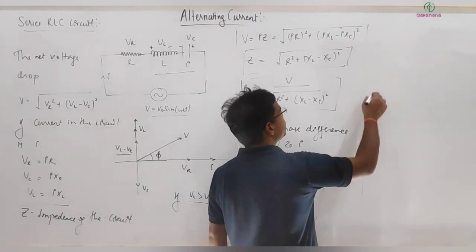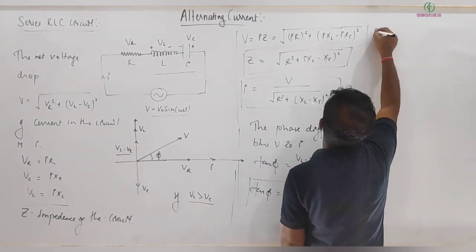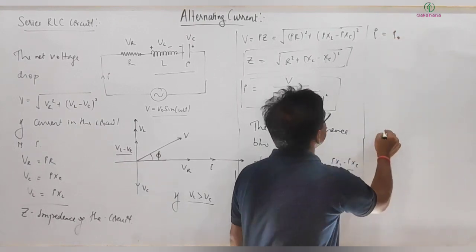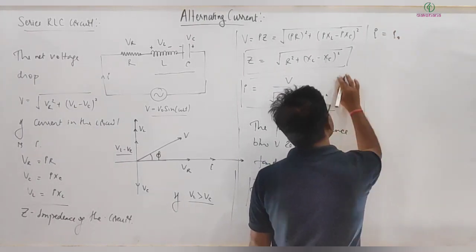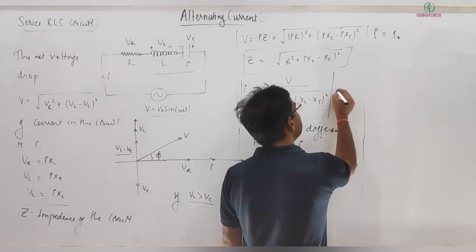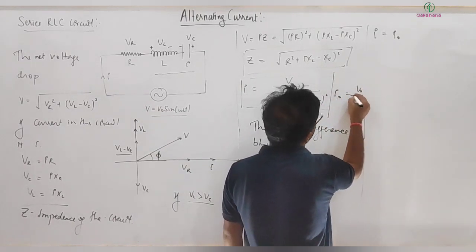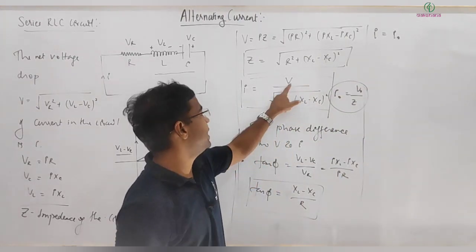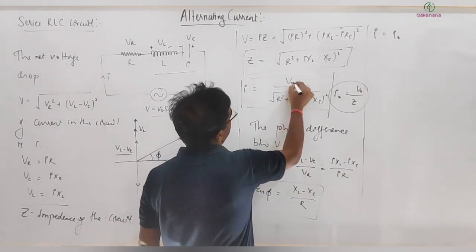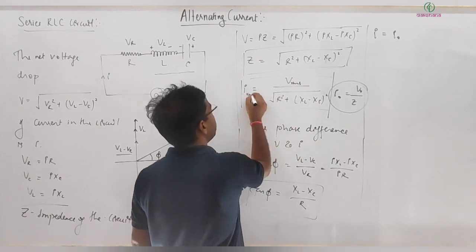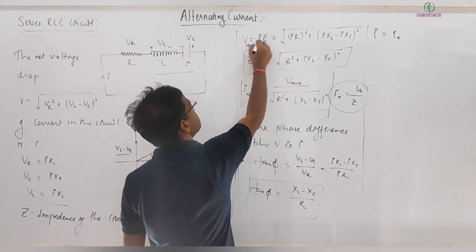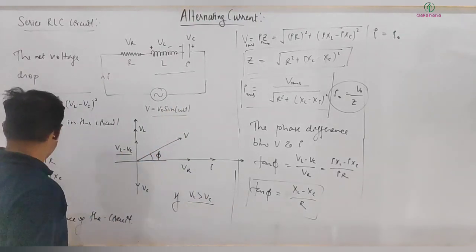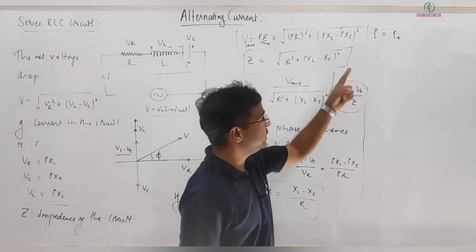Now I can calculate I as a function of time. So this is equal to I naught, and I naught will be equal to what? Let me write it here only. I naught will be V naught divided by Z. With V RMS you get I RMS. Okay, that's all. Alright, so we are up to here.